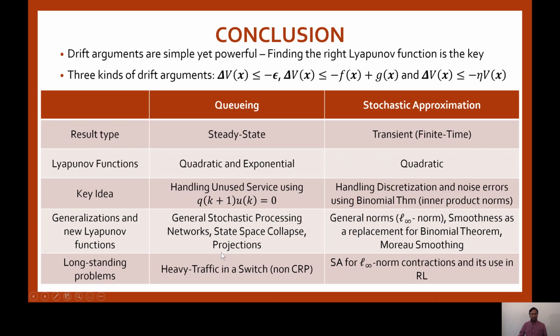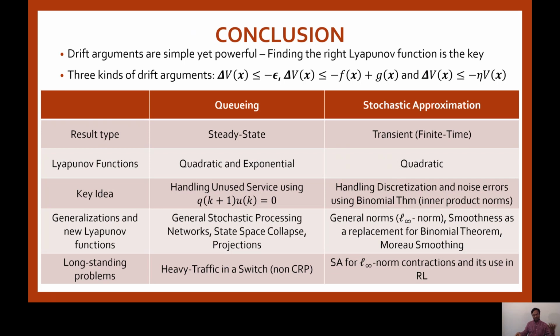In the case of queuing, switch scheduling was a long-standing open problem, which we resolved using Q parallel square as the Lyapunov function. In the case of stochastic approximation, L-infinity norm contraction stochastic approximation was a long-standing open problem, which we addressed by starting with a quadratic Lyapunov function and smoothing it with a Moreau envelope. In the case of queuing, unused service was the key thing to look at. In the case of stochastic approximation, in the simplest setting, the binomial theorem was the important one. Later, we generalized it into smoothing.